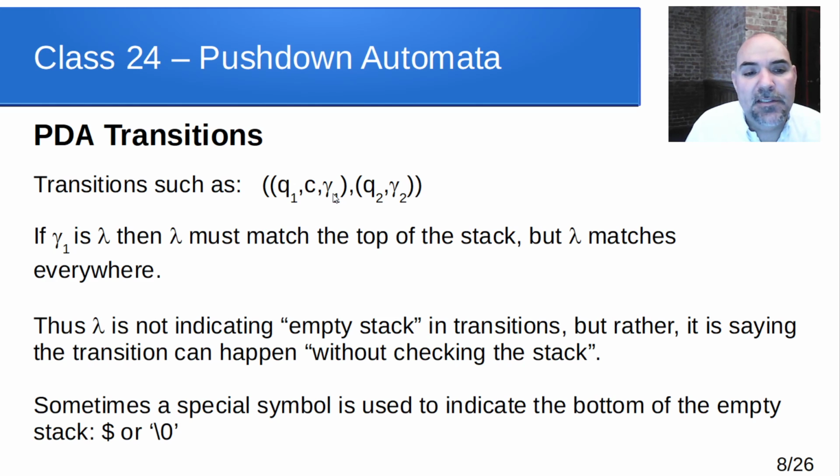So that's basically saying that lambda is not indicating an empty stack in transitions. It's indicating that that transition can always happen without checking the stack. In other words, since that can match everywhere, we could take this transition no matter what. Just like a lambda transition in an NFA, it can happen for no reason. So as long as we have this symbol as our next input symbol, and we're in that state, we could take this, or not take it, with that lambda there, and we could transition to this.